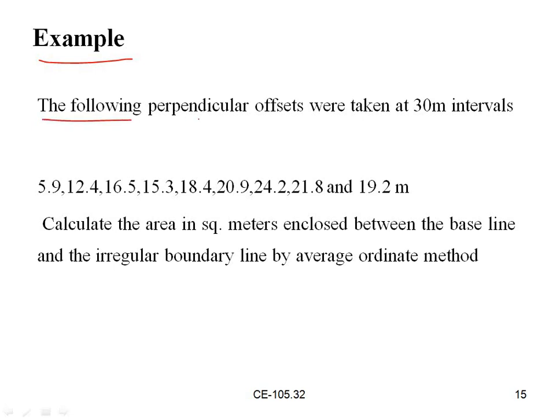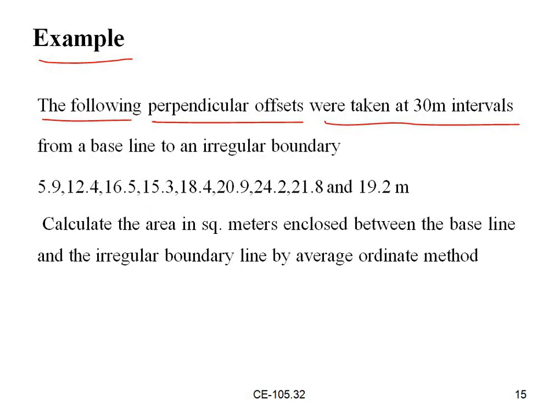The following perpendicular offsets were taken at 30 meters intervals from a baseline to an irregular boundary. So that means the diagram, you remember how it is. So at 30 meters intervals he has given already. Okay, that is from a baseline to an irregular boundary.